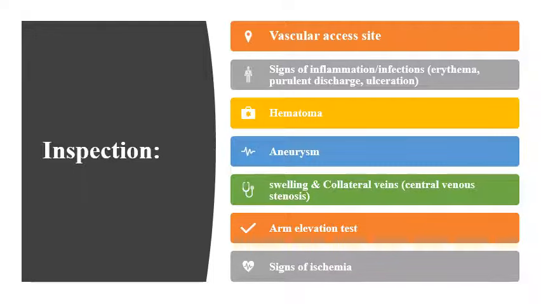These are the items you should know while you are doing the inspection for your patient. Number one is the site. Then signs of inflammation or infection, then swelling, hematomas and aneurysms, swelling of the arm itself, and the presence of collateral veins or not. Then you can look for the signs of ischemia and do the arm elevation test. These are the items of inspection. To start with the first one, which is the site.